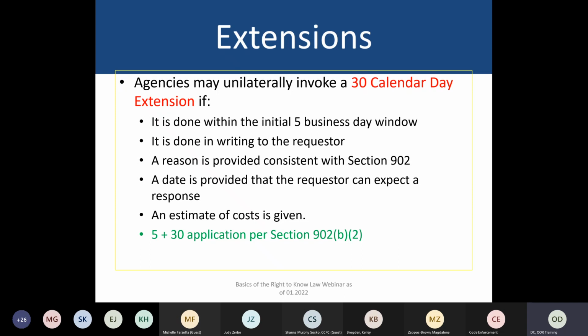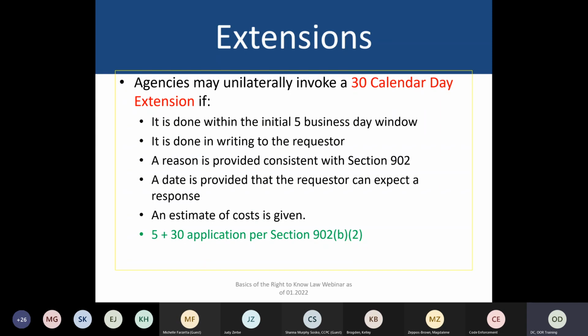Okay, back to extensions. So you need to take it within the 5-day window. You need to notify the requester in writing that you're doing it. If the request came in by email, you can respond to the requester by email because that is in writing. You need to provide a reason why you're taking the extension, and if you look at Section 902 of the law, it actually lists 6 reasons.